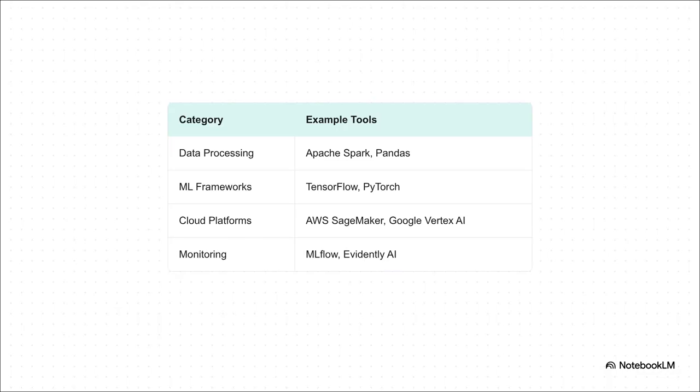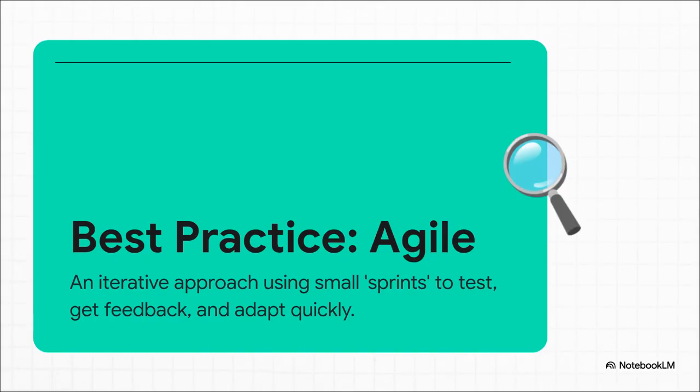And the really good news here is that you're not building everything from the ground up. There is a huge ecosystem of amazing tools out there for literally every stage of this process. You've got tools like Apache Spark for processing data, famous frameworks like TensorFlow and PyTorch for building the models, and cloud platforms like AWS SageMaker or Google's Vertex AI to run it all. The toolkit is massive.